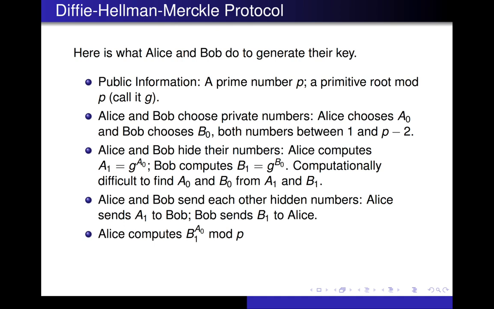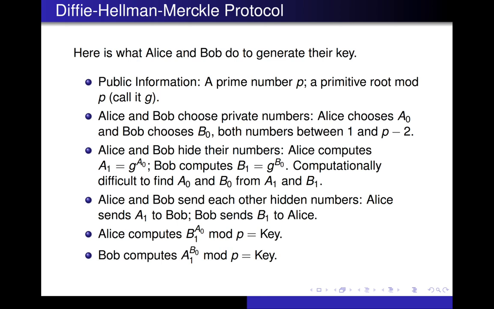So Alice, once she gets the number from Bob, is going to take Bob's number, B1, and put her private number A0 in the exponent, and then take that computation mod P, and that is going to be her key. And Bob is going to do a very similar thing, except with the roles reversed. He's going to take the number that she sent to him, A1, and put his private number in the exponent and take that computation mod P. So A1 to the B0 mod P, and that's going to be his key.